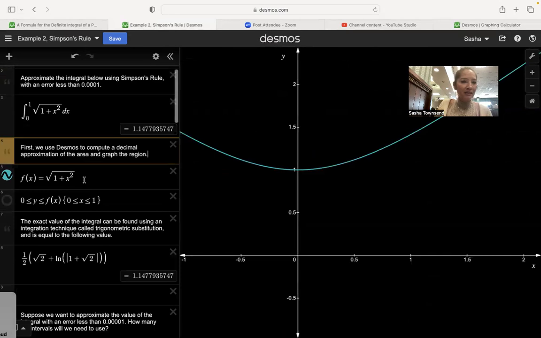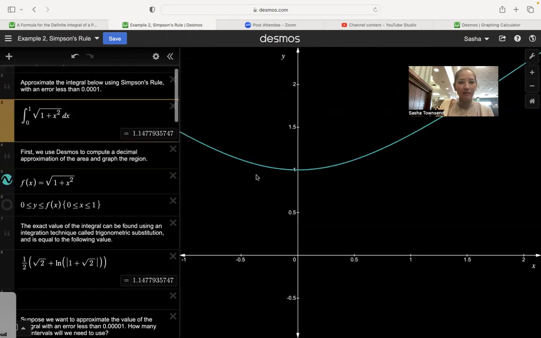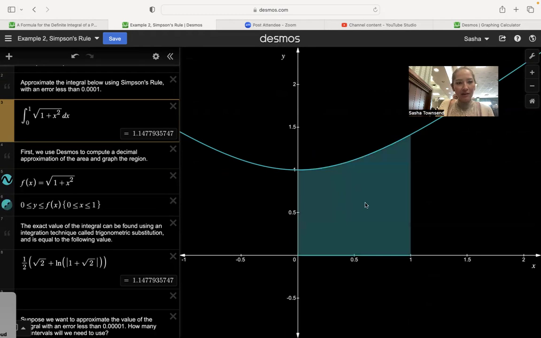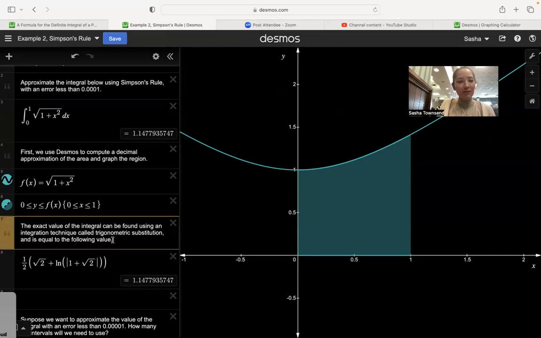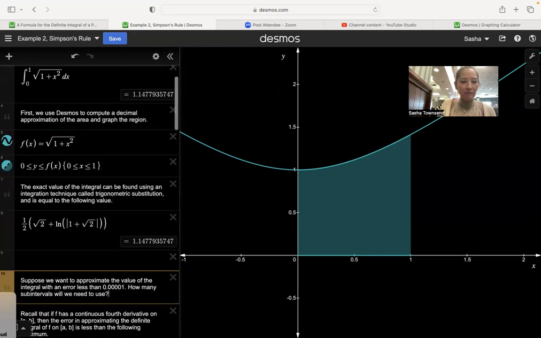So let's go back to this. This is the original function, f of x equals the square root of 1 plus x squared. That's the area that we're trying to approximate. We can compute the definite integral using Desmos. They're saying that it's approximately 1.1478. And also compute it using trigonometric substitution. We'll learn that in calculus 2. This is the exact answer. When we look at the decimal approximation of that, we see that it matches the answer given by Desmos.